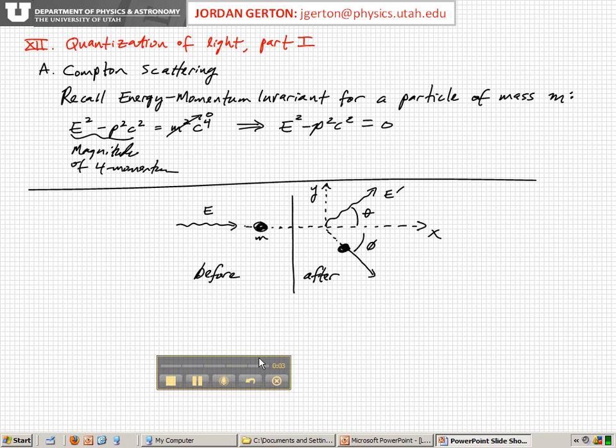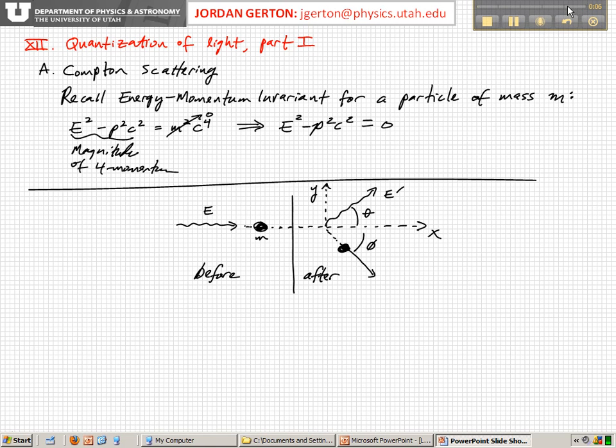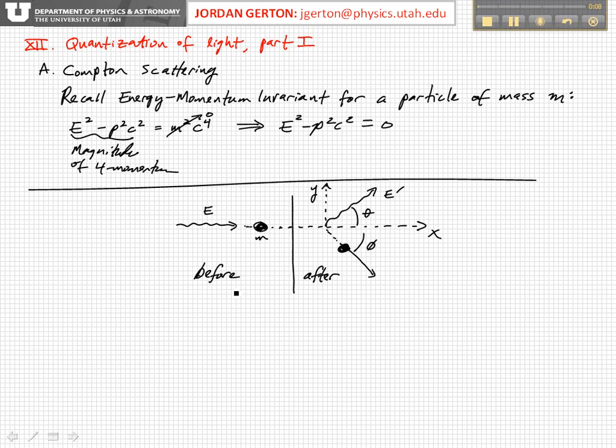Okay, so here's the situation in Compton scattering. You have a photon of energy E coming in, and we're setting this up so that it's coming in from the left along the x direction, and it's going to collide with a particle of mass m. In Compton's experiment, this mass was actually an electron, but at the moment we'll just call it a generic mass m. And the photon scatters. That is, it collides and bounces off in a different direction.